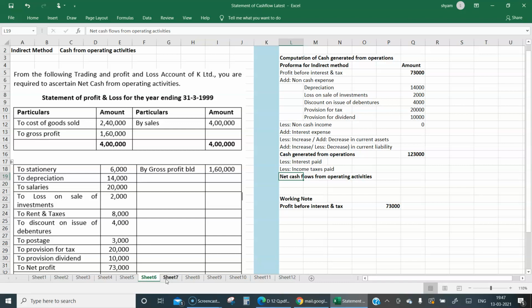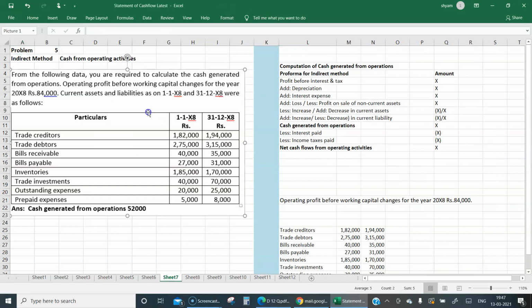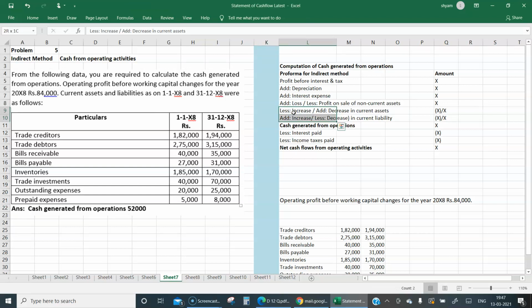We'll move on to the next sum. Here we are now focusing on these two elements. Let's see. From the following data, you are required to calculate the cash generated from operations, and operating profit before working capital changes for the year was 84,000.